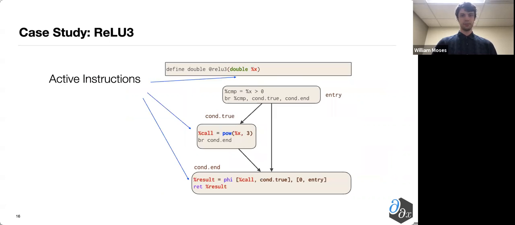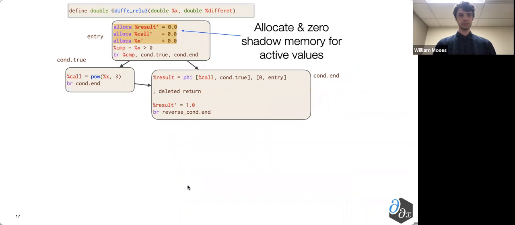First, what Enzyme does when it takes in this code is it deduces what are referred to as active instructions. So that's to say, which particular instructions are necessary to compute the actual derivative, or moreover, which ones actually would end up changing the derivative if these values were to end up changing. In this case, the active values and instructions are the argument, the call to pow, the resultant phi, and the return. Next, what Enzyme does is it goes ahead and allocates and zeros shadow memory for the active values.